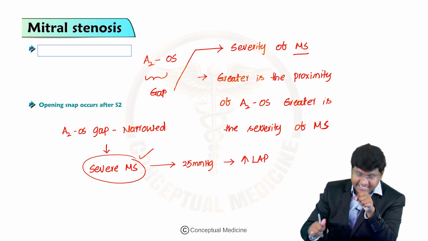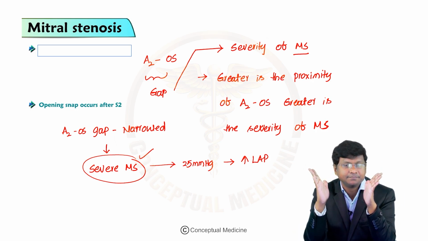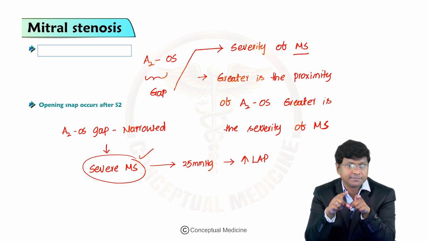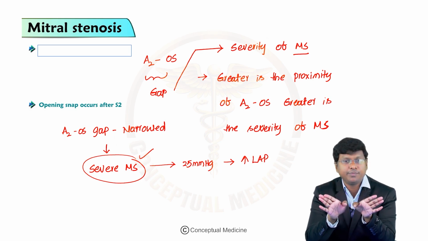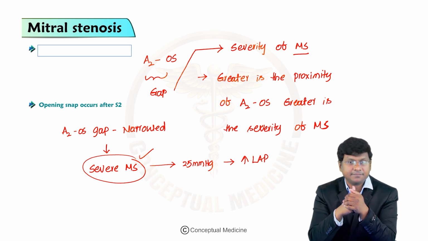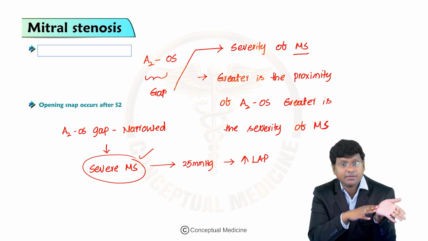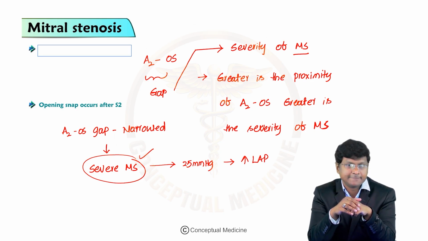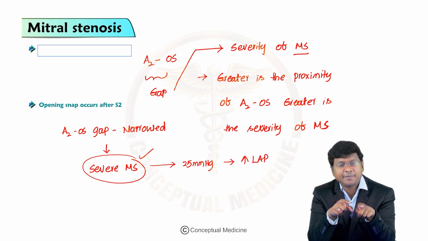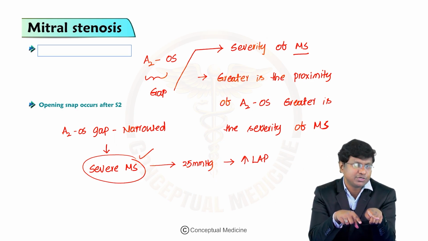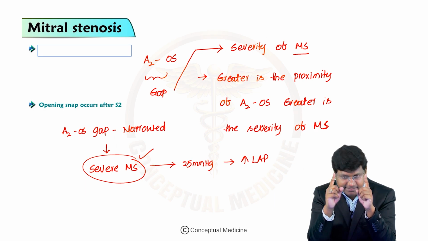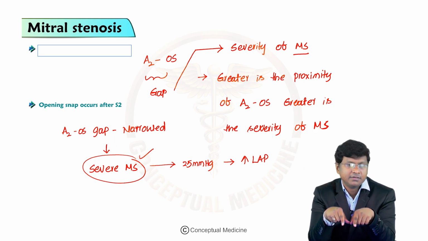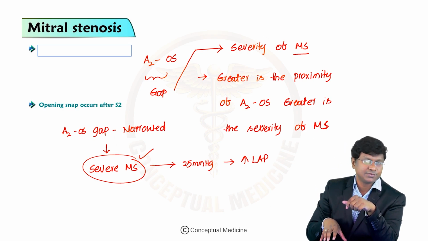But in severe mitral stenosis, what is happening? The left atrial pressure is very high. So, when the ventricular pressure reduces to 24 millimeters of mercury, at that point the mitral valve opens, and the blood moves from the left atrium to the left ventricle. Whereas in a normal individual, the left atrial pressure is 5 millimeters of mercury, so the left ventricular pressure should fall to less than 5 millimeters of mercury. So it takes more time, and at that point the mitral valve opens, resulting in diastole.